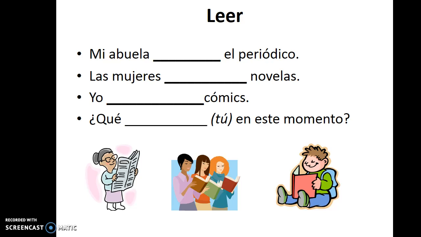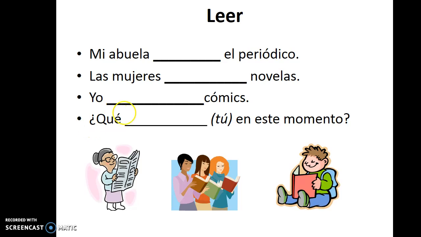Alright, let's look at leer. Leer is to read. Okay, so our first example, and we'll learn this word in this chapter, is mi abuela, my grandmother. So, mi abuela, el periódico. She reads the paper. Alright, look at abuela. Think about if she's singular or plural. It's obviously singular. So we're just going to use our form lee. Now this might look funny if you've never seen it written out. It's going to have two E's. So mi abuela lee el periódico.